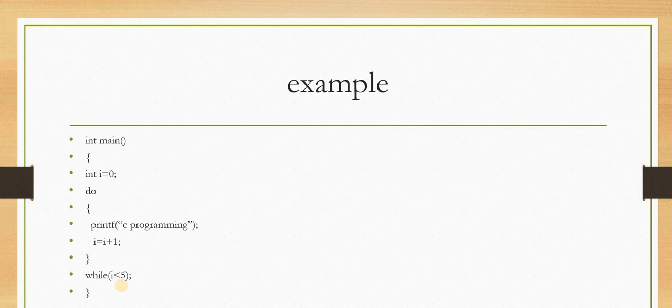So in this video, we have seen the working process of the three loops: for, while, and do while.